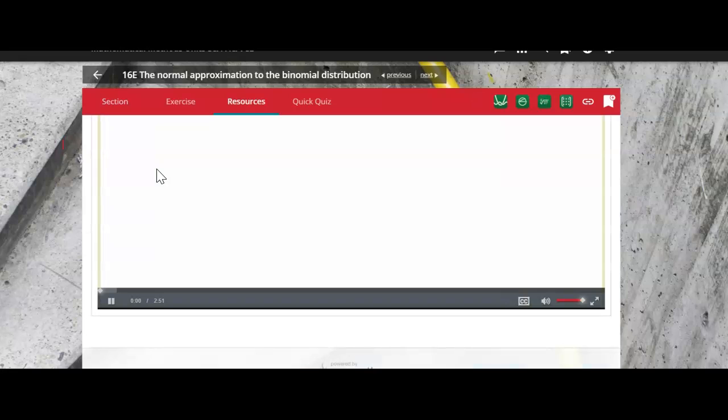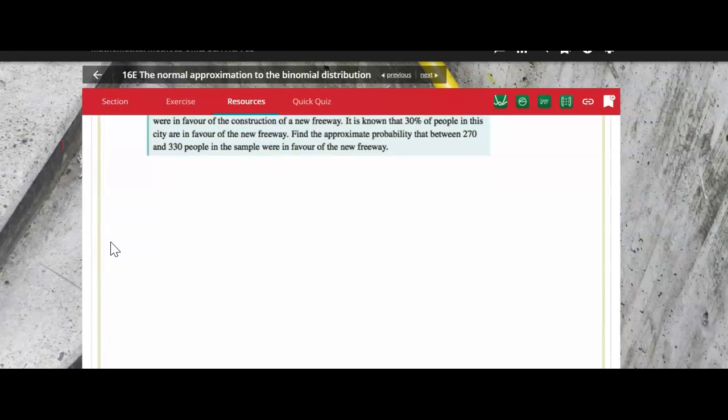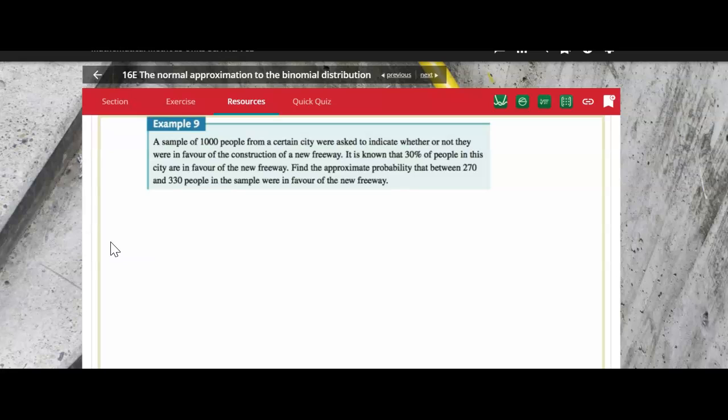For example 9, I'm going to go to our textbook to go through the example. In question 9, we're dealing with a sample of 1,000 people and we're asking them whether they are in favour or not in favour of the construction of a new freeway. Once we see a set of information like that, we're already starting to think that it might be binomial, where N equals 1,000 and the probability of success is 0.3. So I'm going to define my variable X as the number of people found who are in favour of the freeway, where X is binomial with a sample size of 1,000 and a probability of success of 0.3.